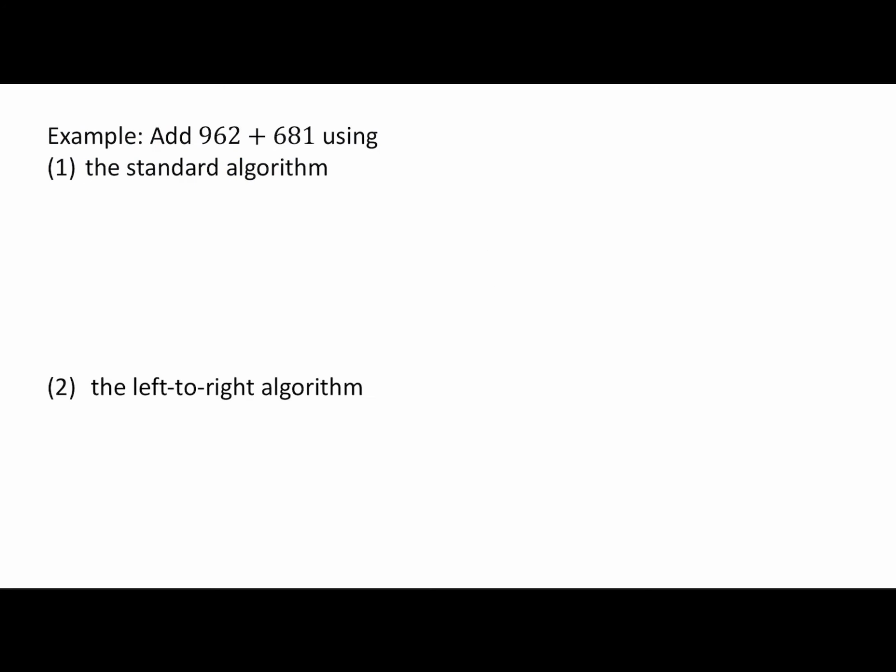Okay, so let's try an example. I want to add 962 plus 681. Okay, so using the standard algorithm, I'm going to start in the ones place. I get 2 plus 1, that's 3. 6 plus 8 is 14, so I'm going to put my 4 ones down here and carry the 1. And now I have 1 plus 9 plus 6. That's going to give me 16. So my answer is 1643.